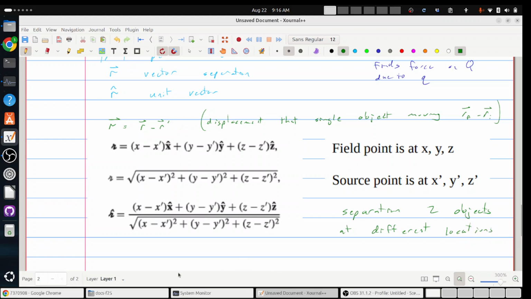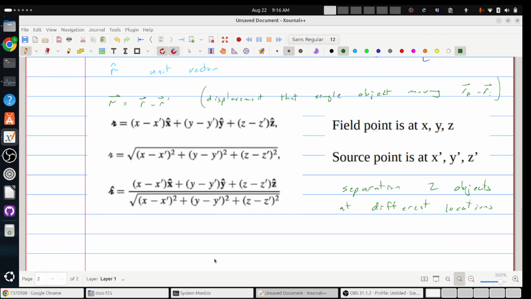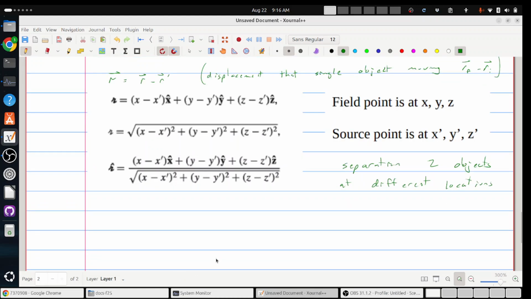So that's why we've got a new terminology here between displacement and separation vectors. Mathematically, though, it works the same way. If I think about when I used to have things like delta x was equal to an x final minus x initial, now I've got the x part of the separation being my field point minus my source point.